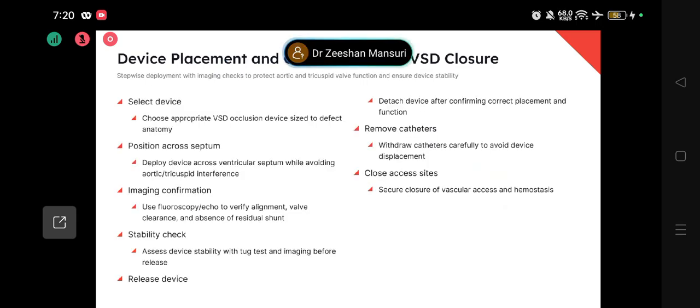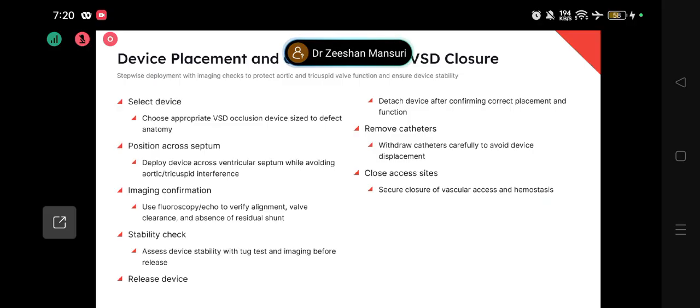So the VSD occlusion device size is chosen as per the requirement, either on the angiography or on the echo. Position across the septum. So to close a VSD or to close a PDA, because it is an arteriovenous or left to right shunting, you need to go across into the other system.